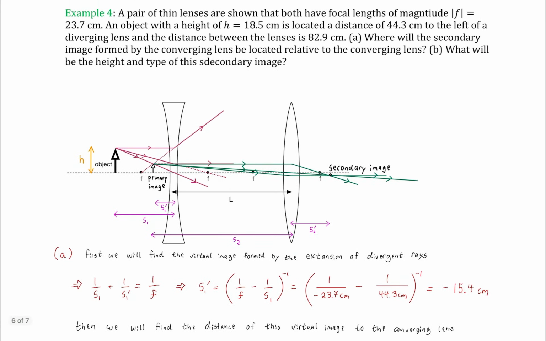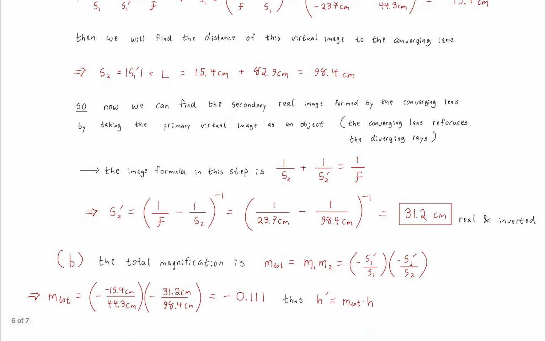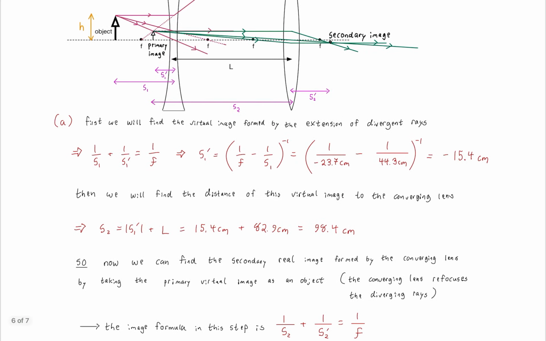Which means then, to find the final height, because we were asked in part B what will be the height and type of this secondary image, and that's a typo, I should say secondary. Well, we just take that magnification factor, multiply by the original height of 18.5 centimeters, and we get that the image is 2 centimeters tall and upside down. There's our little real image flipped upside down.